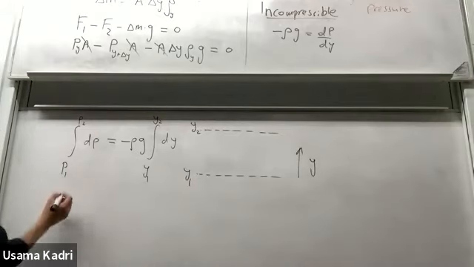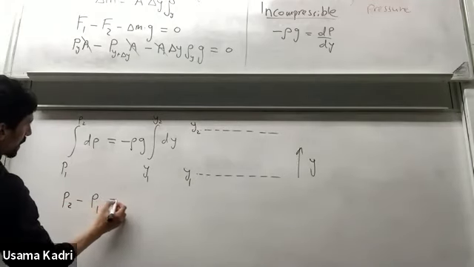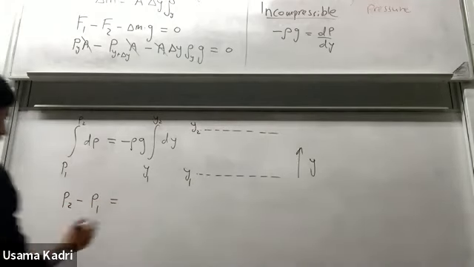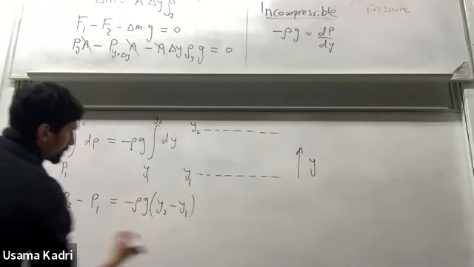So what we have here is P2 minus P1, right? Equals minus rho g times y2 minus y1.